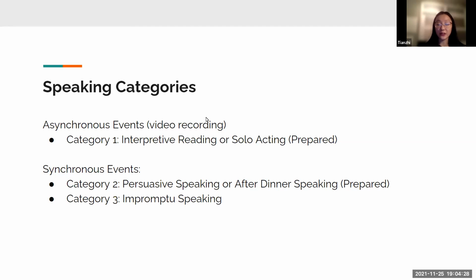For synchronous events, that is categories 2 and also category 3, that is happening the day of. So it's happening December the 12th. So that's an important distinction to remember. And when you're thinking about video recording submissions versus online submissions over Zoom, there are different, I would say, tips and strategies that you will need to be aware of to make the best out of all of these categories.